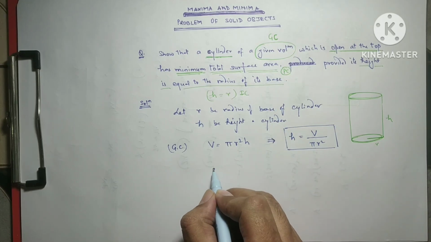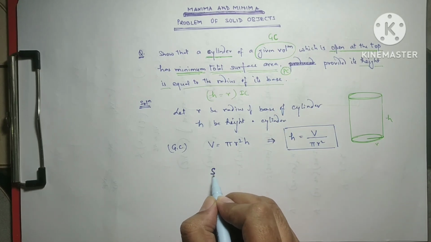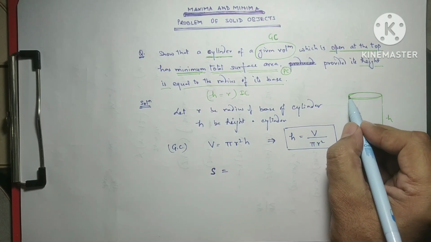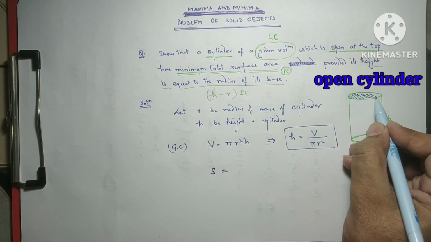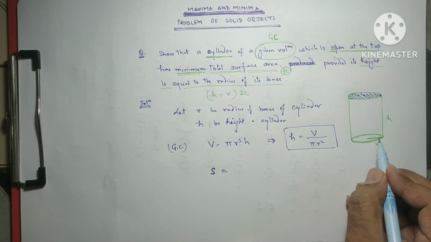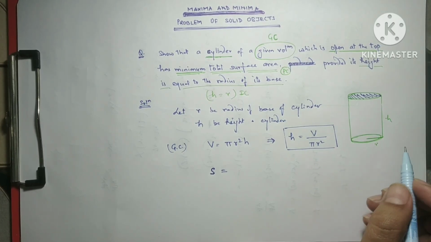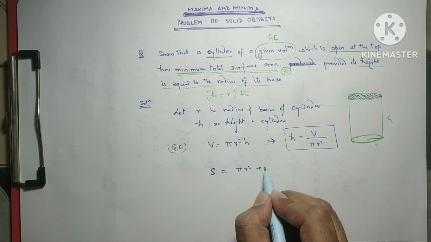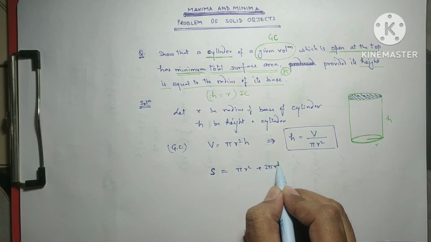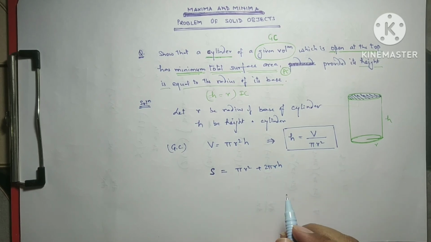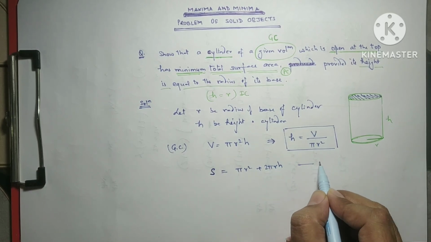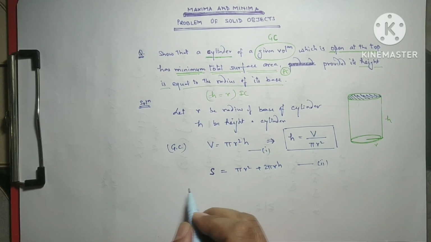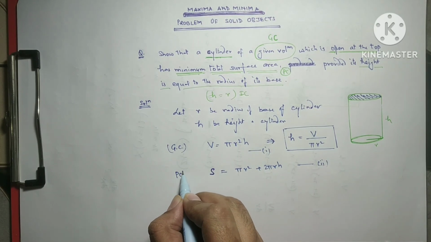Now the proving condition is total surface area. So let S be the total surface area, and right now we will include the base, but we exclude the top. So it is pi r square, and the curved surface area is 2 pi r h. So we have pi r square plus 2 pi r h. This is the curved surface area. So it is the second equation, this is first, and this is the proving condition.